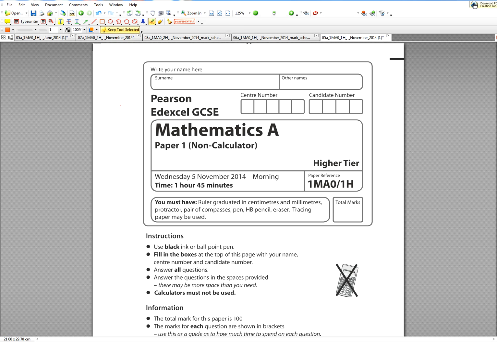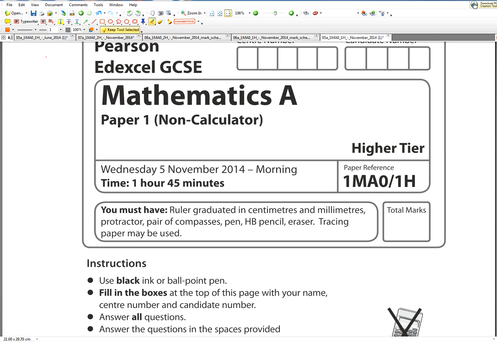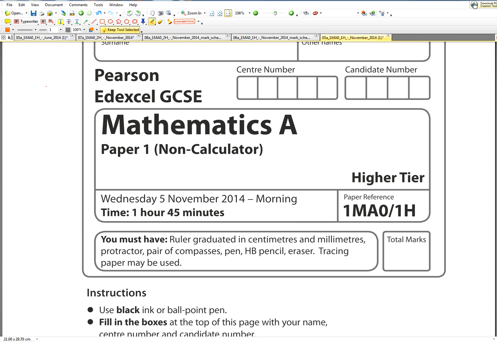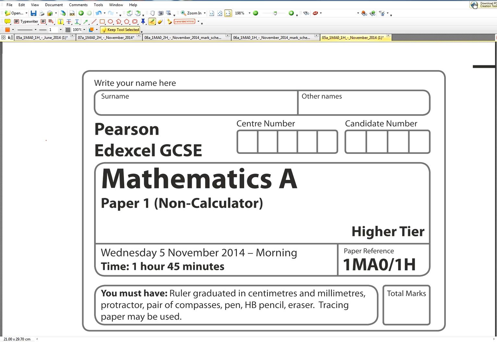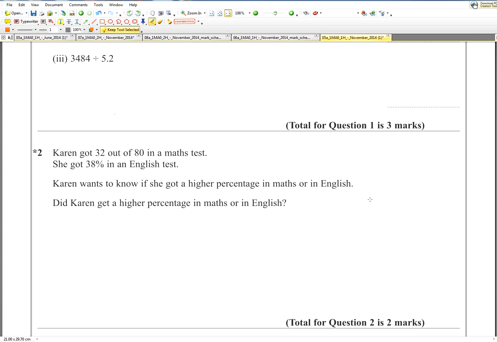Okay, at the moment we have 125% settings, as you can see from here. So I'm going to quickly zoom up a bit. 150, 198. Okay, you see that's nice and big now. I'm going to quickly move down to page 2 where I'm going to do a sample question. Okay, right, there we go.